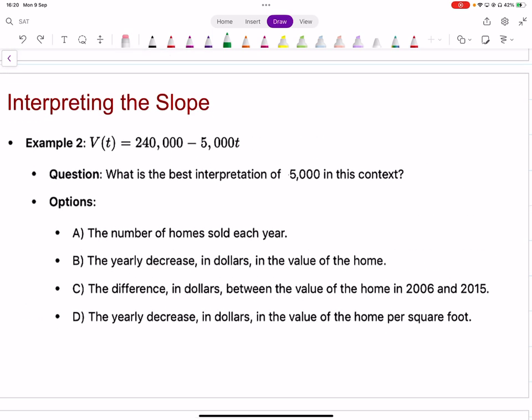So again, the same model, v equals 240,000 minus 5,000 t. What's the interpretation of 5,000 in this context? What does 5,000 represent?